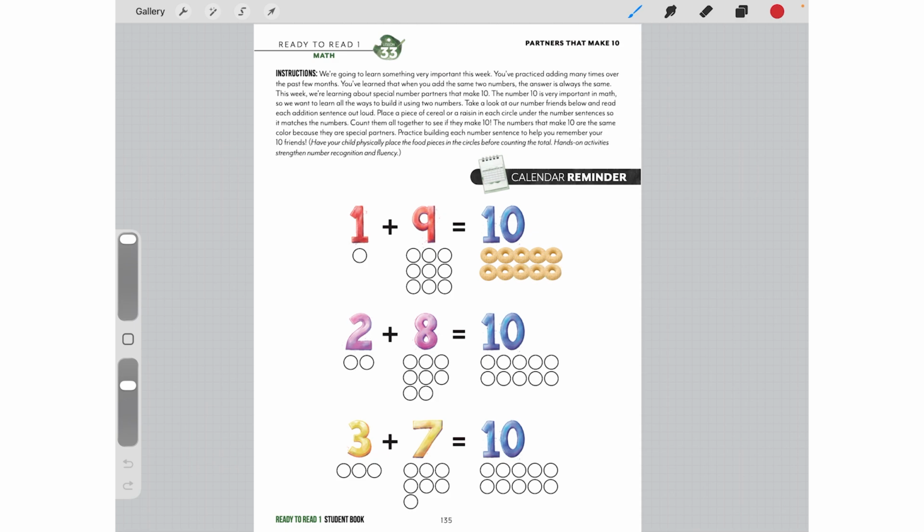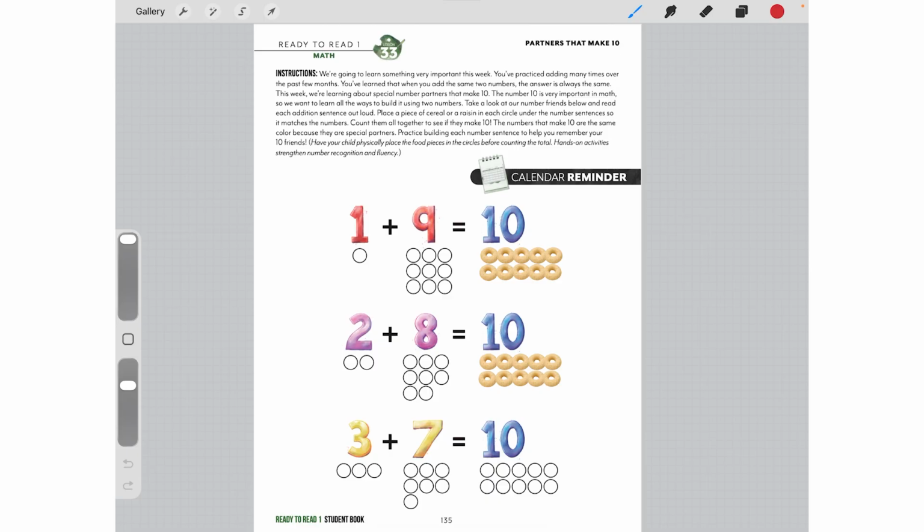How about the next one? 2 plus 1, 2, 3, 4, 5, 6, 7, 8. 2 plus 8 equals 10. Let's move our objects over again to make 10. 1, 2, 3, 4, 5, 6, 7, 8, 9, 10.